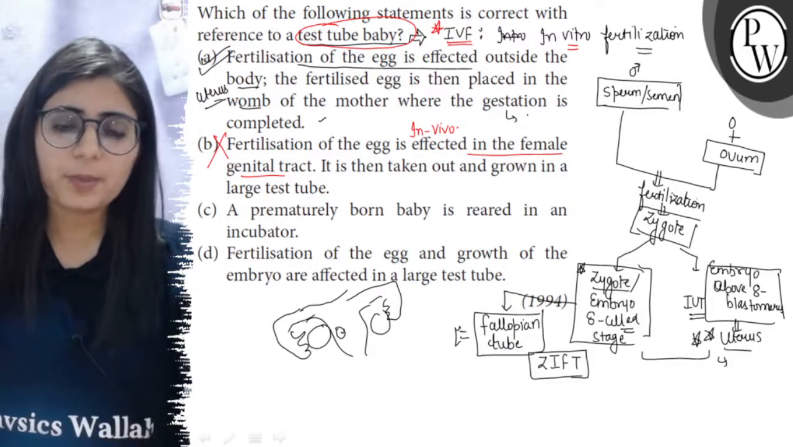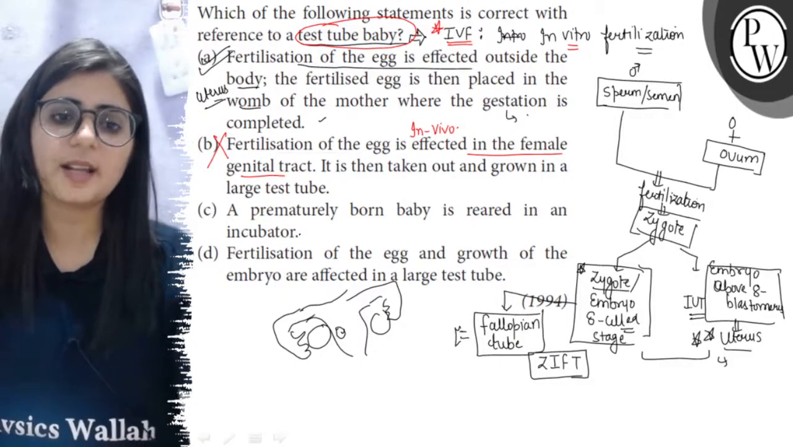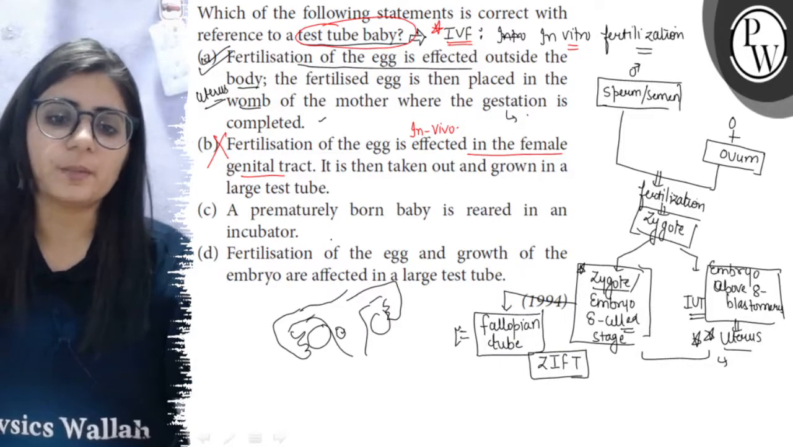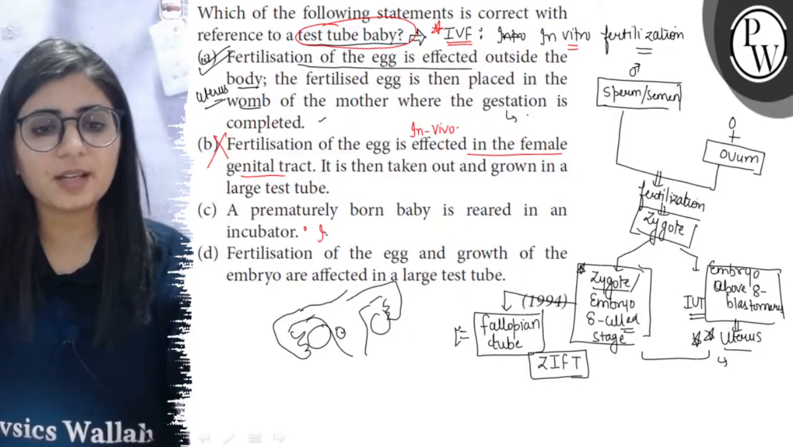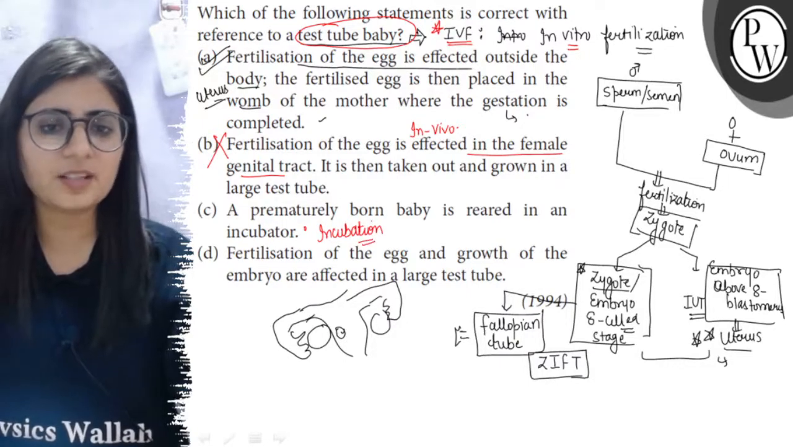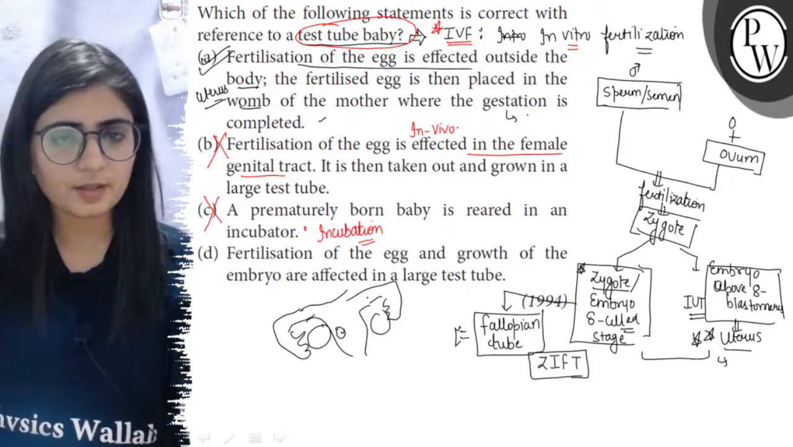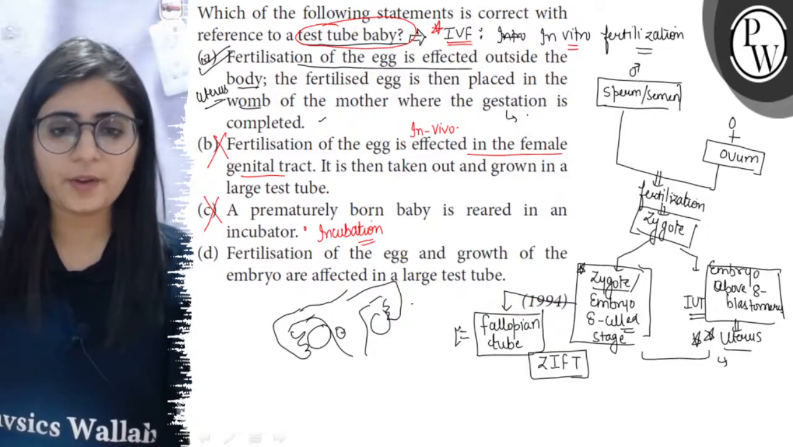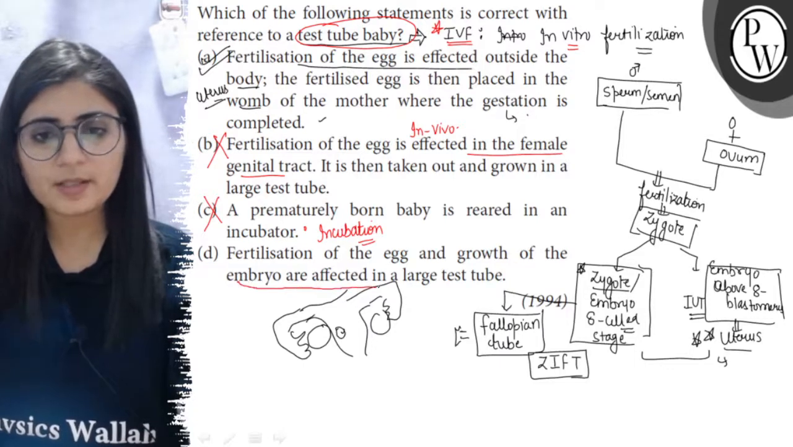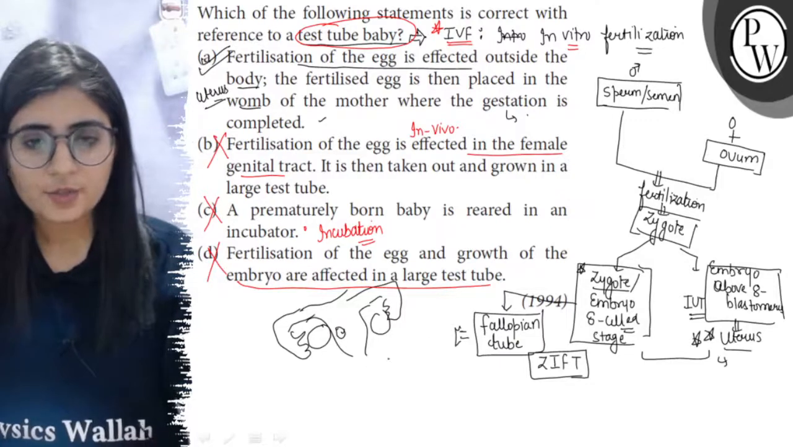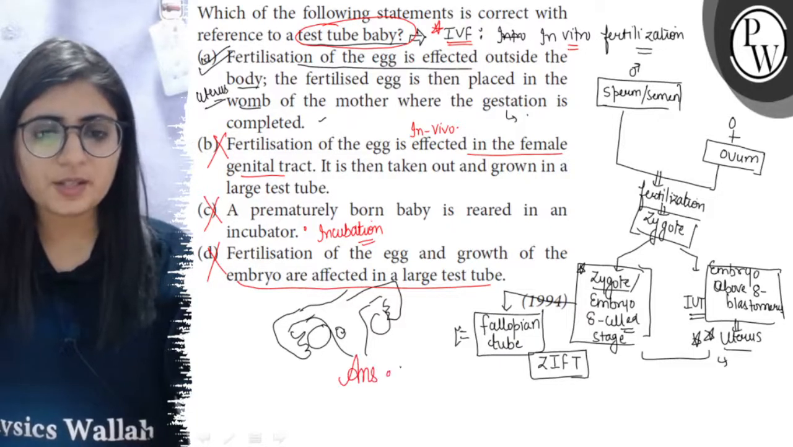The third one is prematurely born baby is reared in an incubator. Incubator is having the condition like the mother's uterus. So a baby which is born before its full term is kept in an incubator. So this technique is incubation, and this is in no way related with the test tube baby program. So this is incorrect. And the fourth is fertilization of egg and growth of embryo are effected in large test tube. So embryo is not grown in a test tube. It is not possible. So this is incorrect. So the only right answer of this question is option A.